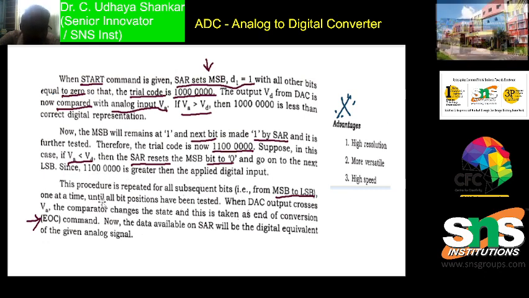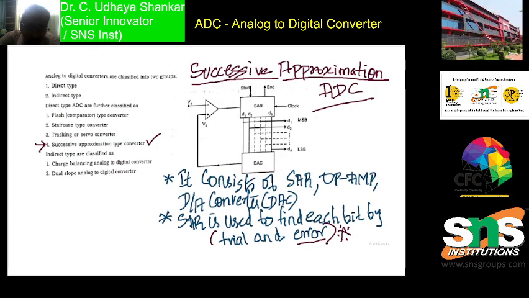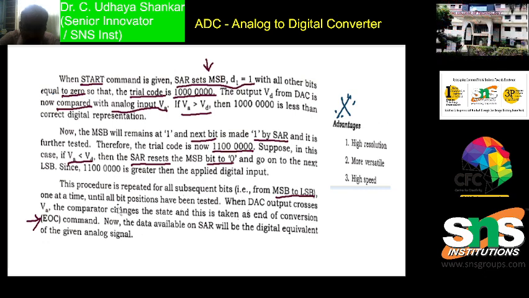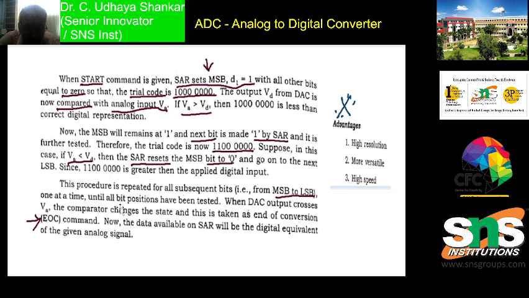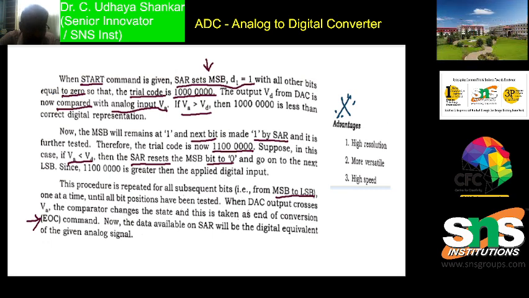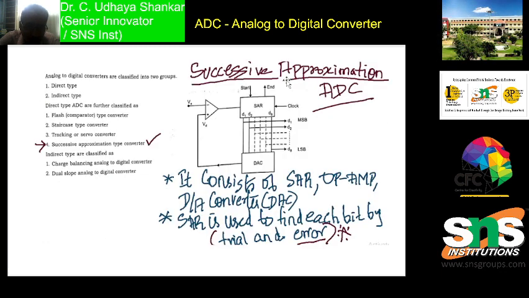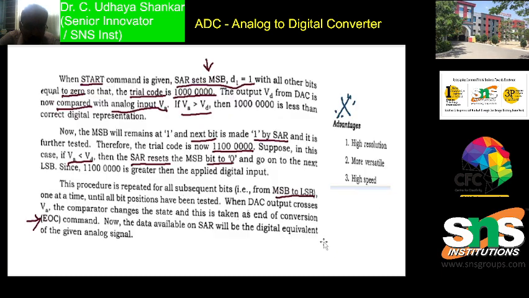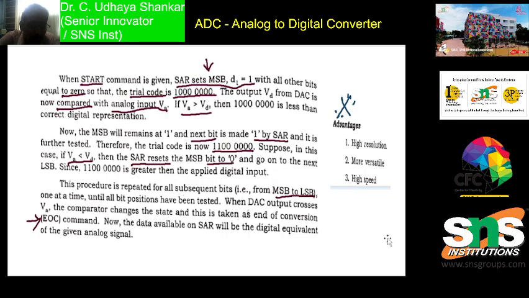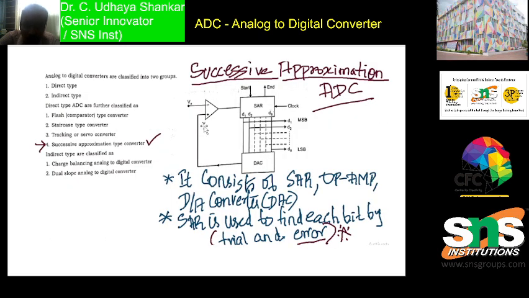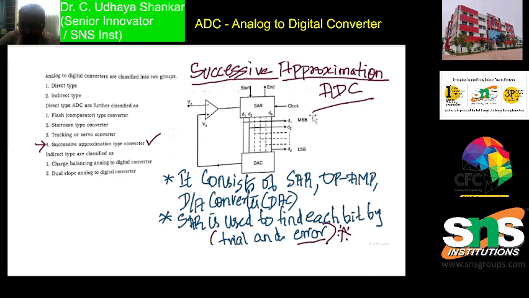This procedure will be repeated with all the subsequent bits from MSB to LSB, until all the bit positions have been tested. When the DAC output crosses the analog input, the comparator changes state and gives an end of conversion command. Whatever data is available in the SAR at that point is the digital equivalent of the analog input. This is how the successive approximation type ADC works.